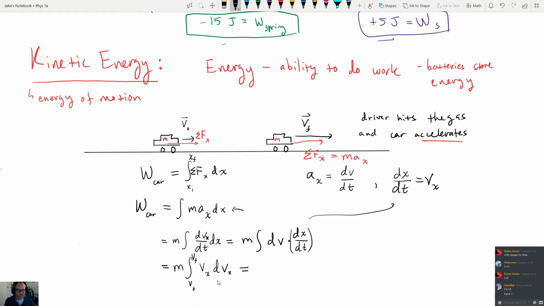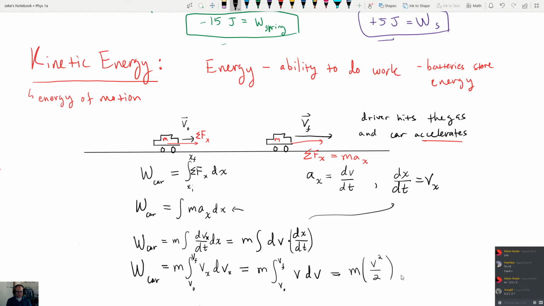To make it simpler, let's drop the x components and just say all we're really doing is the mass multiplied by the integral from v naught to v final of v dv. What would that be? Yep, so we're going to get mass multiplied by velocity squared divided by 2, and then we have to evaluate that from initial velocity to final velocity.